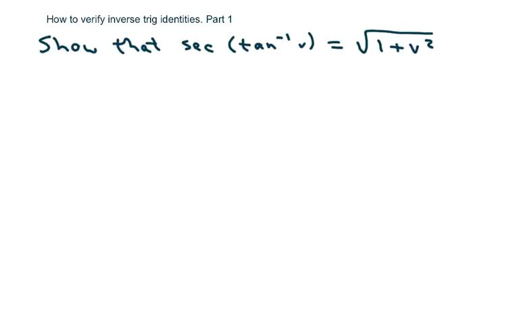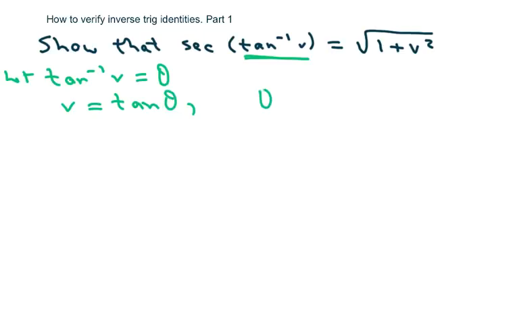When I see this, and you probably have already seen inverse trig identities, if we set inverse tan of V equal to your angle theta, then when you move the tan over, we have V equals tan of theta. That's with the restriction that our angle is between negative pi over 2 and pi over 2, or negative 90 and 90 degrees. Remember, you have to restrict your inverse functions.